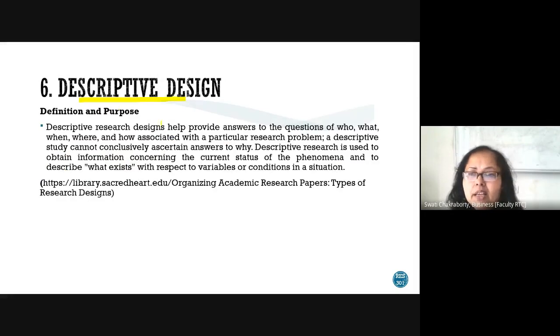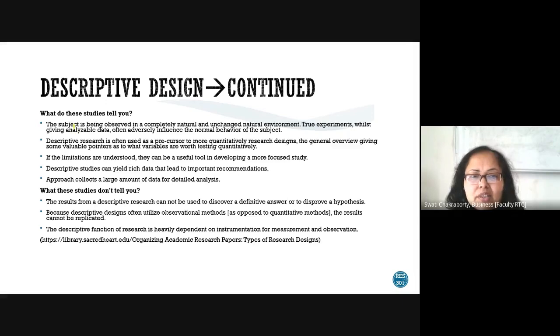Next is descriptive design, which helps in providing answers to questions as to who, what, when, where, and how, associated with a particular research problem. It cannot conclusively ascertain answers as to why. Why cannot be done. Okay. So it's used to obtain information concerning the current status of the phenomena and to describe what exists with respect to variables or conditions in a situation. The subject is being observed in a completely natural and unchanged environment. So we can actually do this with the help of these studies, right?